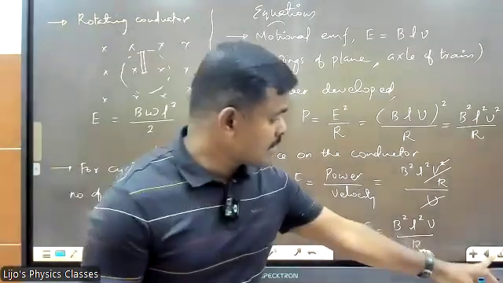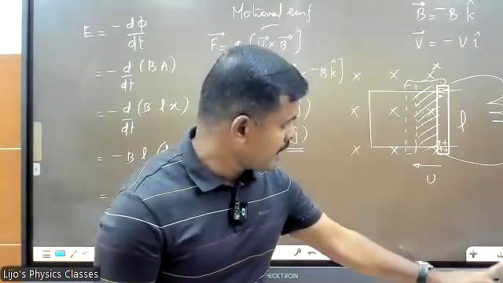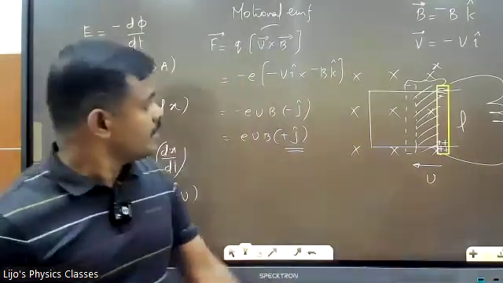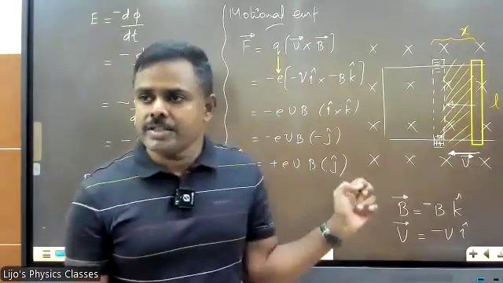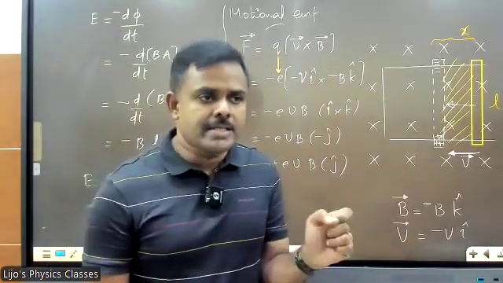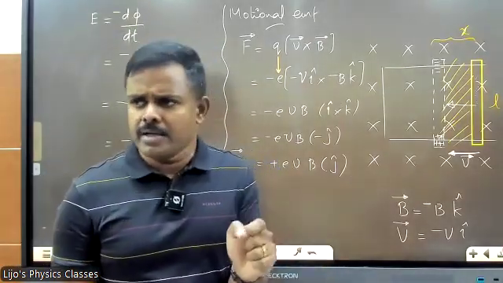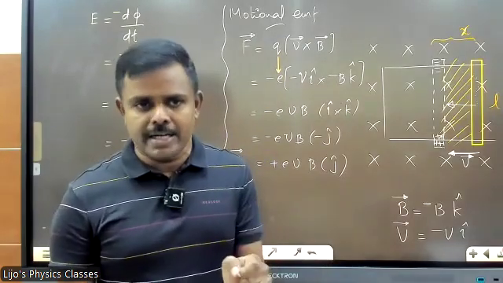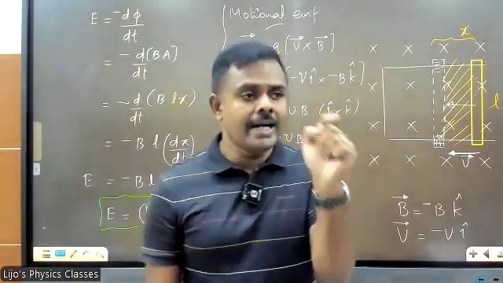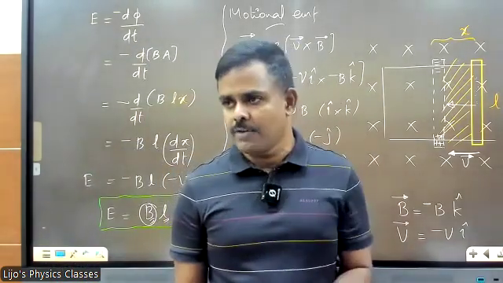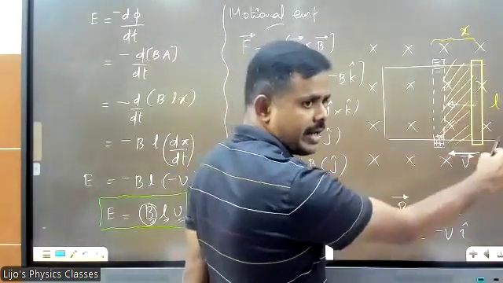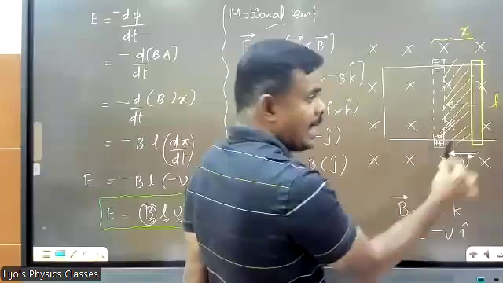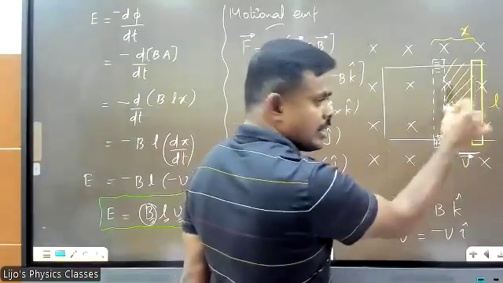Right, look at this. This is where we started. Motional EMF. So what is the condition here? Like I said, we have a conductor. Where is the conductor placed? In a magnetic field. A conductor is kept in a magnetic field. Where is it placed? It is placed on a rail. This is a rail, rectangular rail. And you are moving it now to the left.